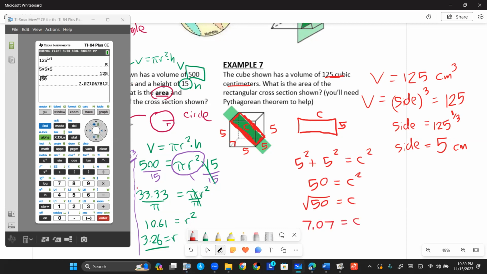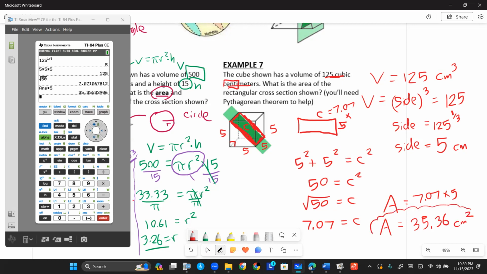So the area of the rectangular cross section is going to be 7.07 multiplied by 5. So if I take that times 5, that'll give me about 35.355. So the area of that rectangular cross section is 35.355, or just 35.36. And that unit is going to be, since we're talking about an area, square centimeters, 35.36 square centimeters.